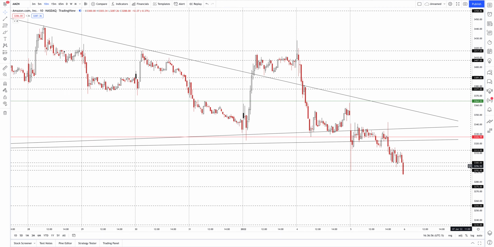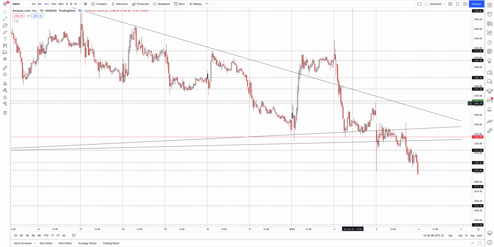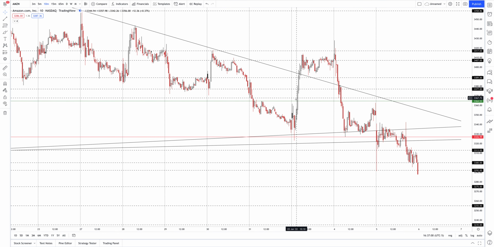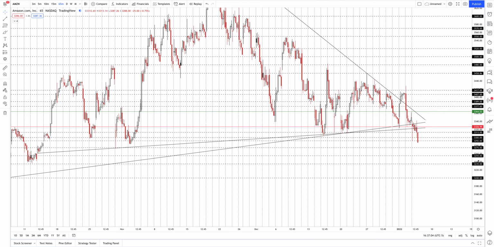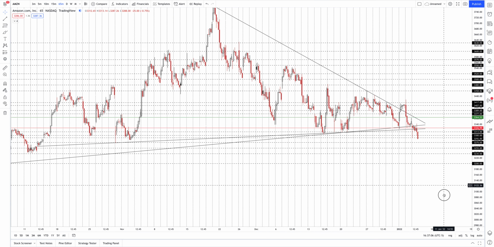You can see coming into the session, following yesterday, so on Monday, Amazon broke out of this really big triangle. So let me go to the 65 minutes so you can see how high of magnitude these trend lines are. This upper trend line right here dates all the way back to the high from November. So November 21st, you can see on Monday, price cleared it. And then as you saw yesterday, here's the 10-minute again, price cleared it here on Monday, traded sideways into close.